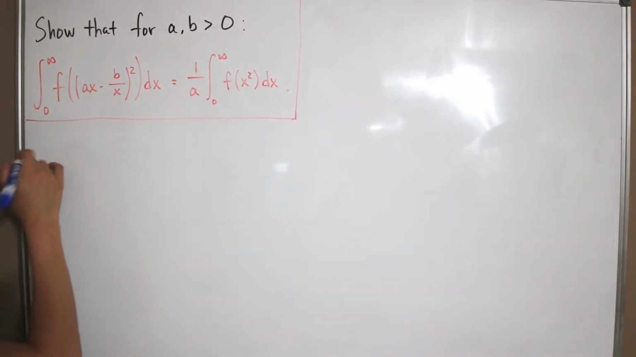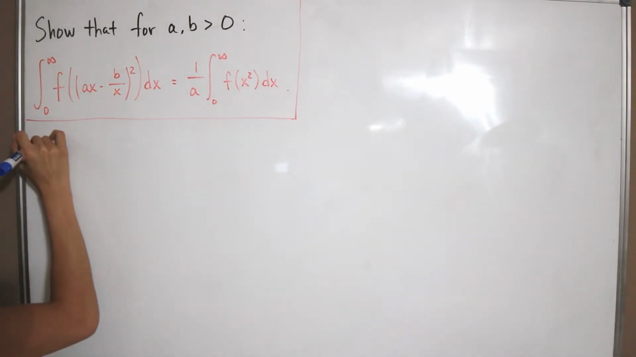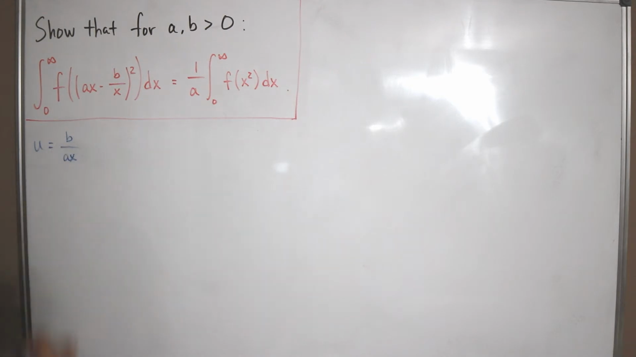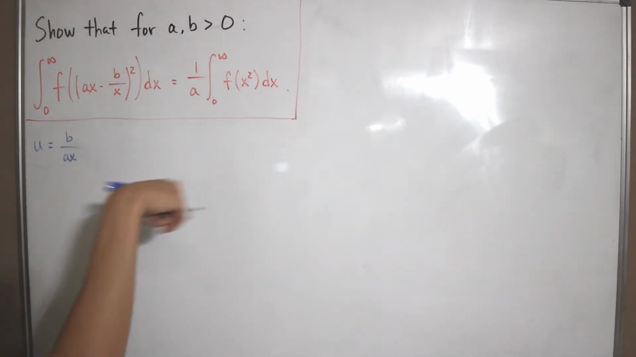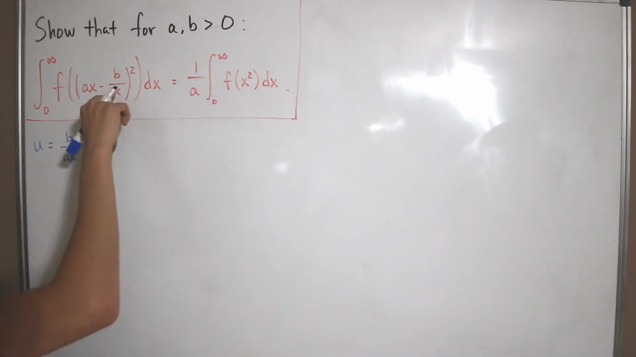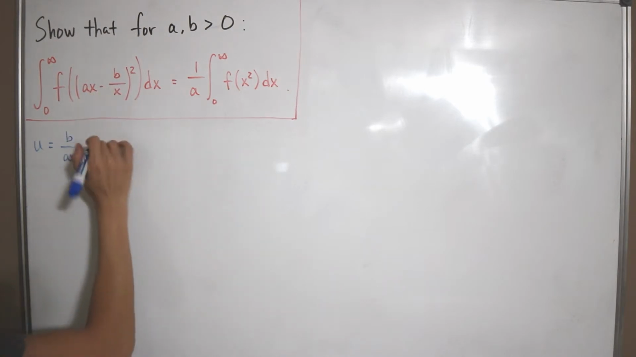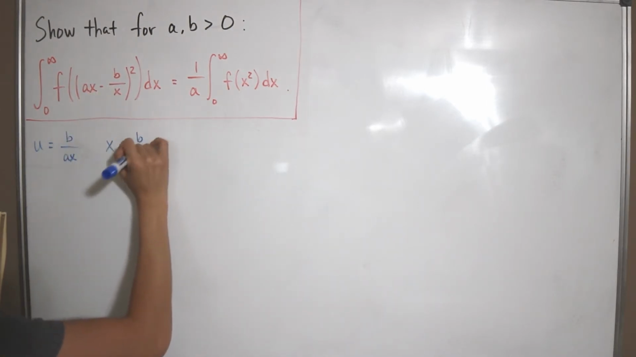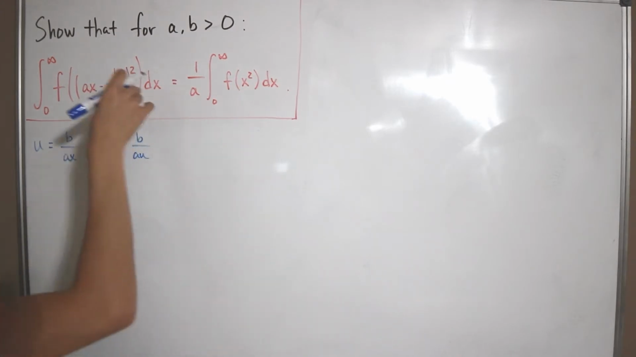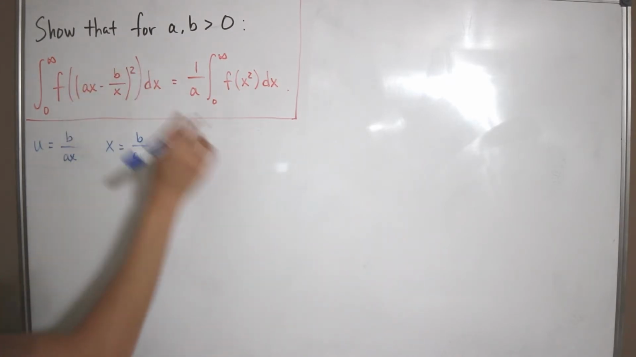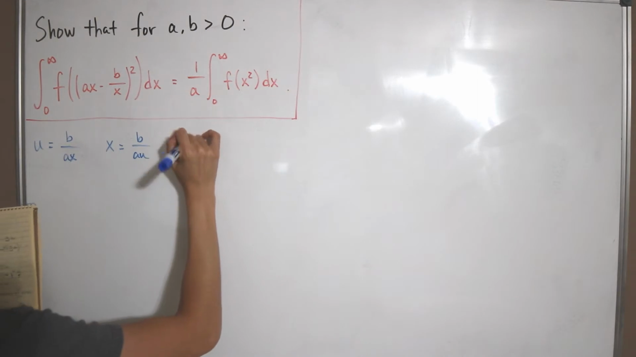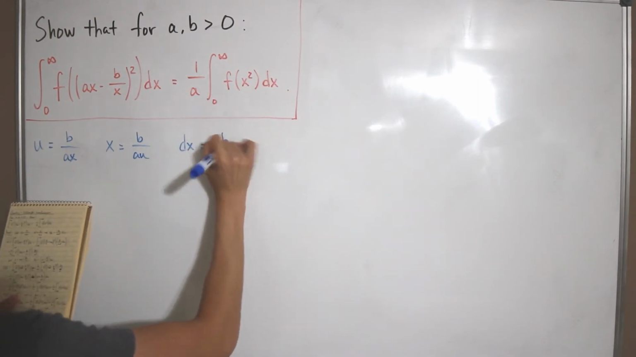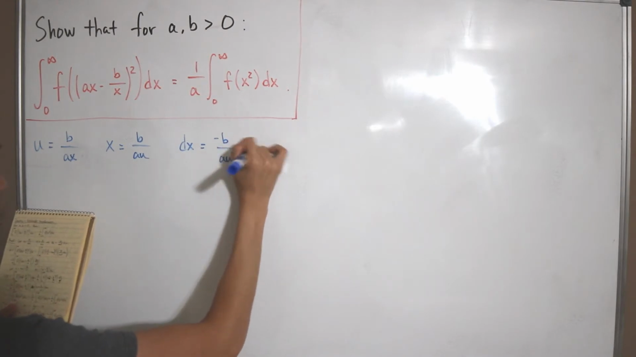So let's do a u-sub, so we let u equals b divided by a times x. When we do a substitution in terms of a new variable, we want to put it back in for x, so we want to solve that on its own. By doing so, we have that x is equal to b divided by a times u. So we can differentiate both sides for dx and replace that with a new differential. We have that dx is equal to negative b divided by a times u squared, and then du.